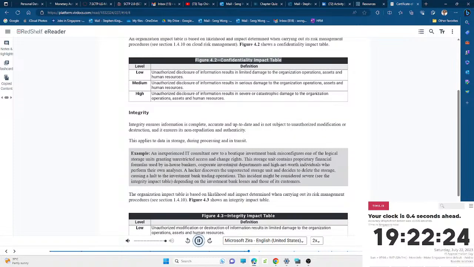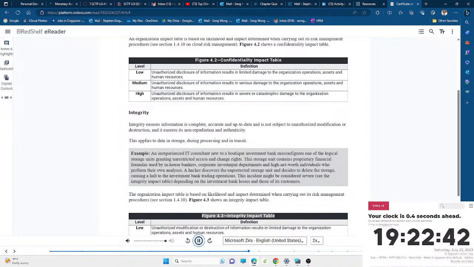Figure 4.2, Confidentiality impact table level definition. Low: unauthorized disclosure of information results in limited damage to the organization operations, assets, and human resources. Medium: unauthorized disclosure of information results in serious damage to the organization operations, assets, and human resources. High: unauthorized disclosure of information results in severe or catastrophic damage to the organization operations, assets, and human resources.